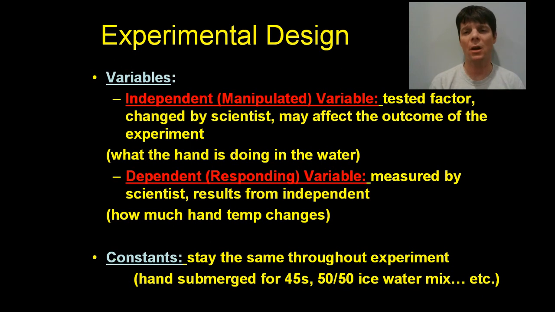Finally, I should mention constants. These are things that are going to stay the same throughout the experiment. In other words, these are things that are going to be the same in all of the trials that we perform. So we're going to submerge our hand always for 45 seconds under the ice water. We always want to have a 50-50 mix of ice and water in the bucket. So everything that's going to be the same in all the trials, these are the constants of our experiment.